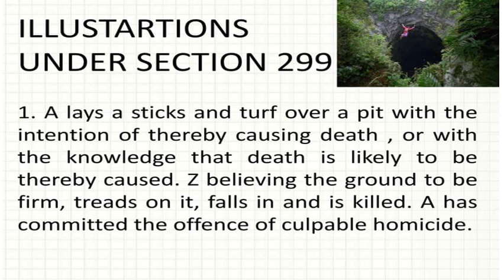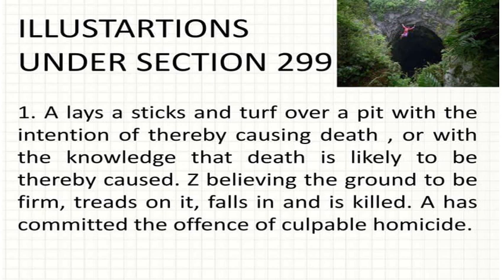Here in the illustration we can see that A is a person who, with the intention of causing death of Z, lays down and covers the pit with some sticks and turf, so that Z, while crossing it, can believe that it is firm ground and move over it. While he does that, he will fall into the pit and ultimately be killed. So here A has an intention to cause death, and so he has committed the offense of culpable homicide.